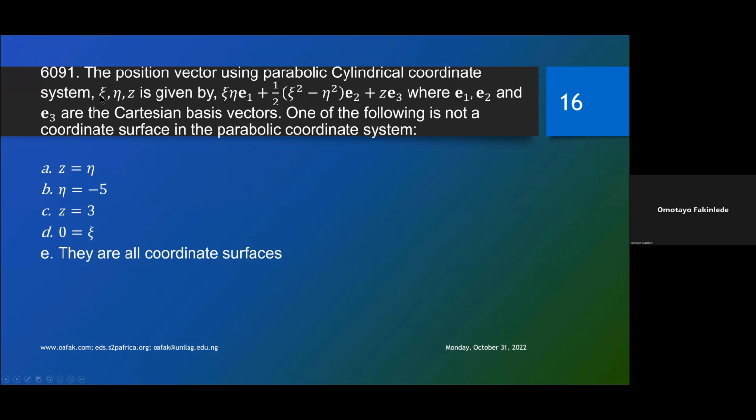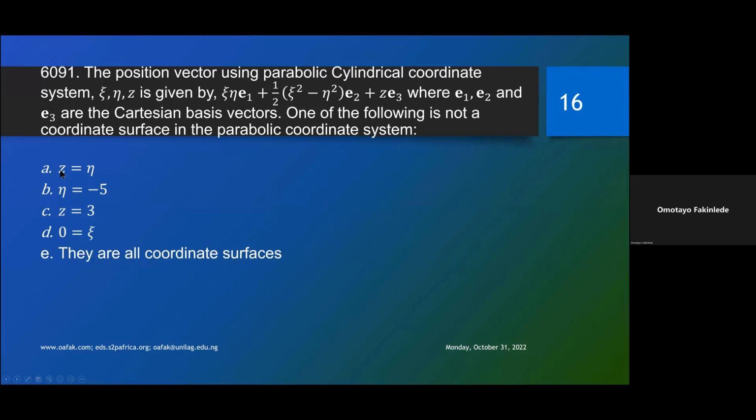The constant can be 0, can be pi over 2, can be 5, can be 10. That is how you get the coordinate surfaces. Just like in Cartesian, x is equal to 0 is a coordinate surface, y is equal to 0 is a coordinate surface, and z is equal to 0 is another coordinate surface, all at the origin. There are other coordinate surfaces, like for instance, x is equal to 5, but it's not centered at the origin.